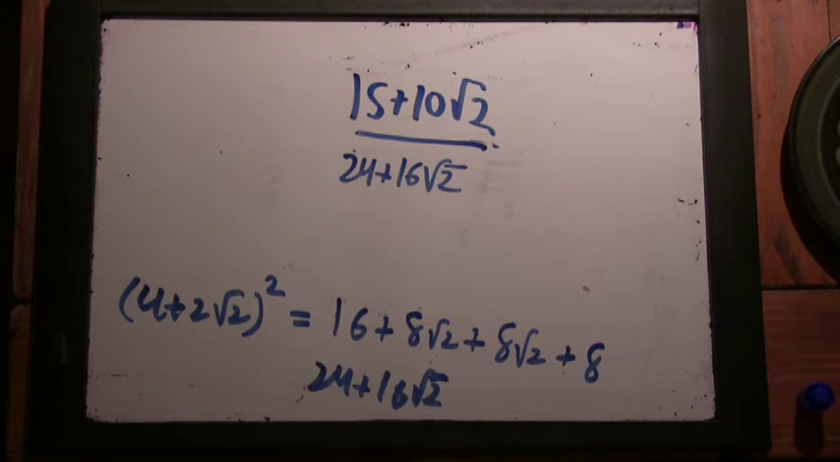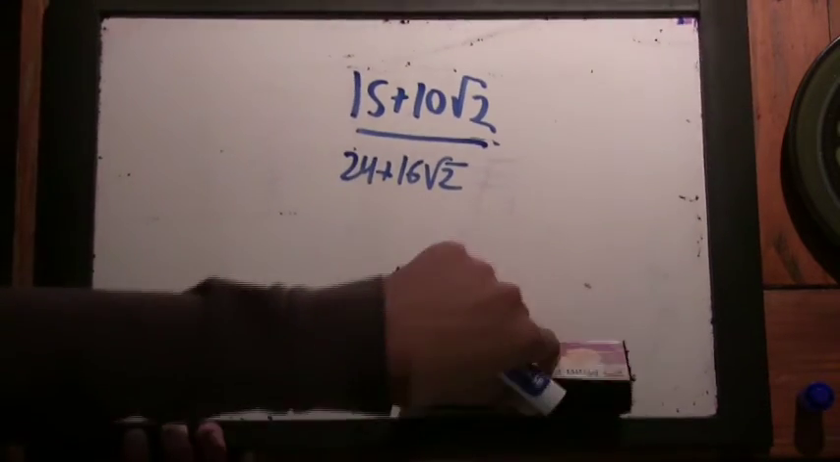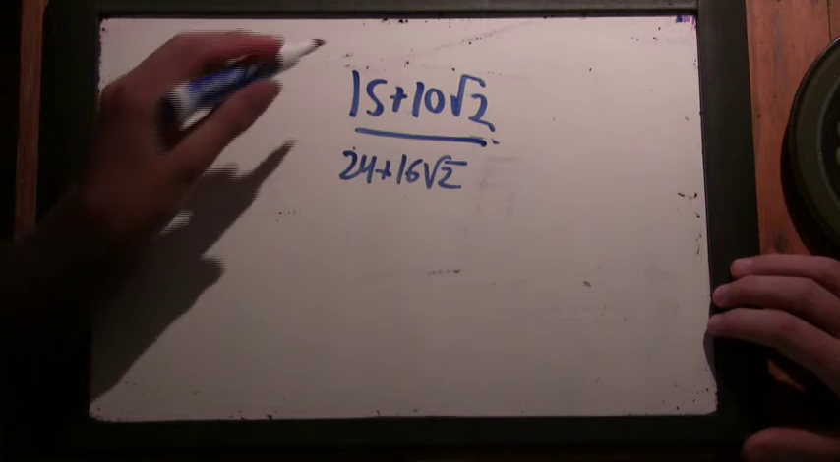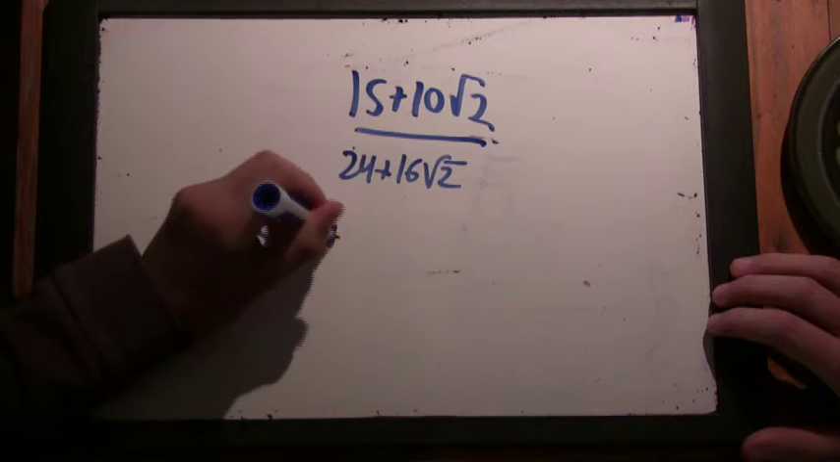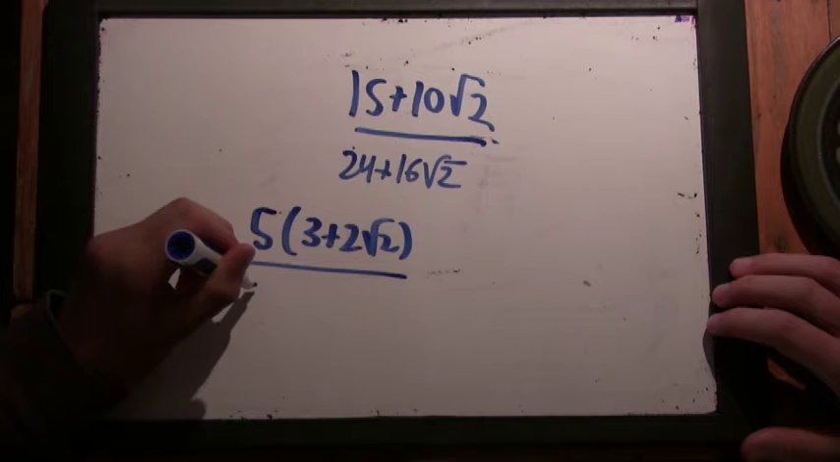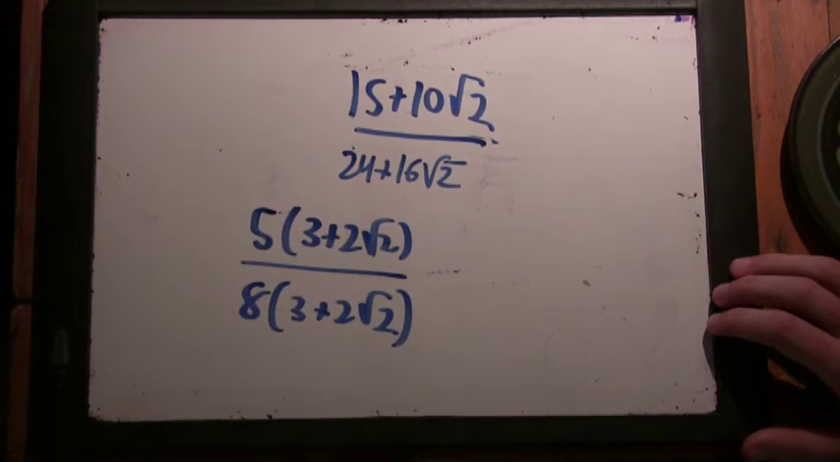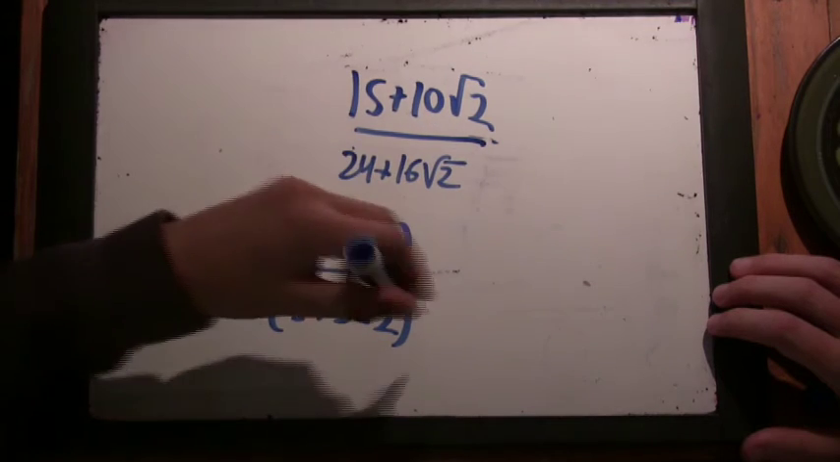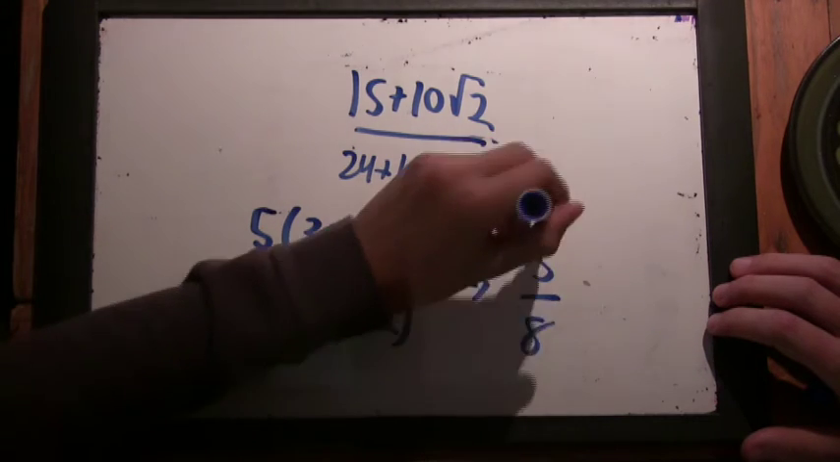Keep going. Well, let's see, maybe these simplify. We can see if we can get a common term. We know this is 5 times 3 plus 2 root 2. And then we know this is 8 times 3 plus 2 root 2. So we can cancel those terms, and that gets us 5/8.